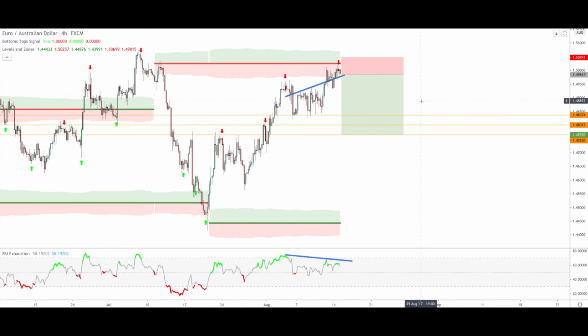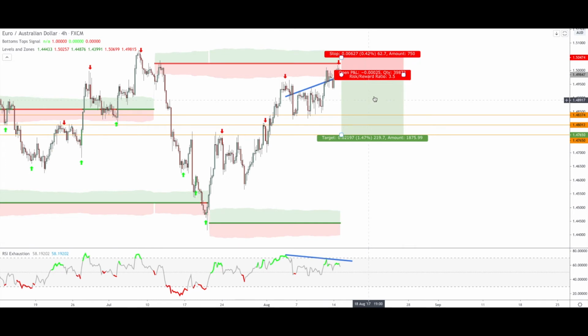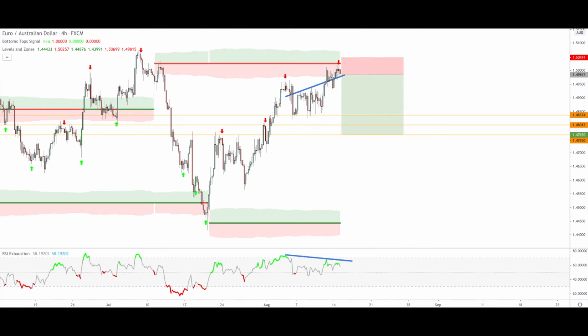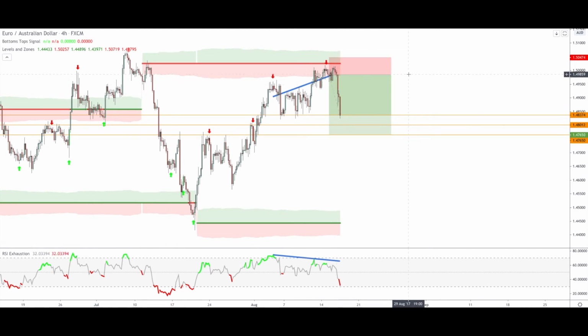So the risk reward is going to be 3.5, which is interesting. Okay. And guys, I'll keep you posted on this trade. It's moving fast, it's moving very fast.